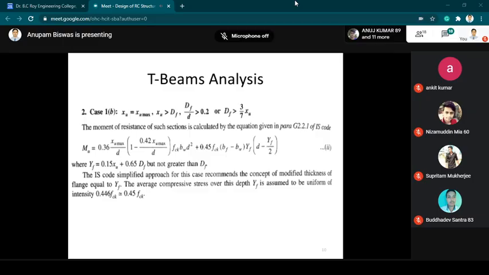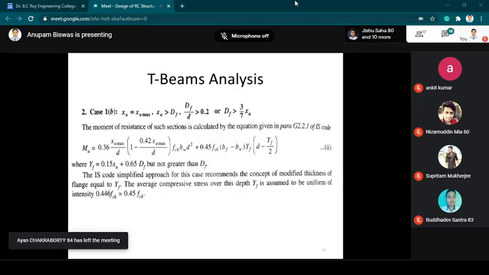I'm just recapitulating what we have discussed. We have two major cases. One is when the neutral axis is lying along the flange portion. That is well and good, and much simpler because our whole T section turns into a rectangular section.